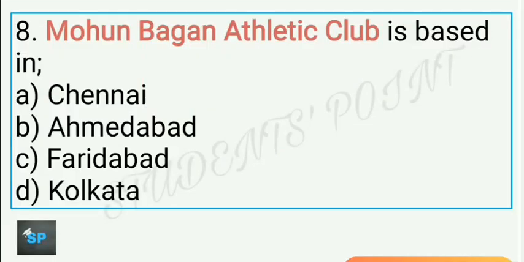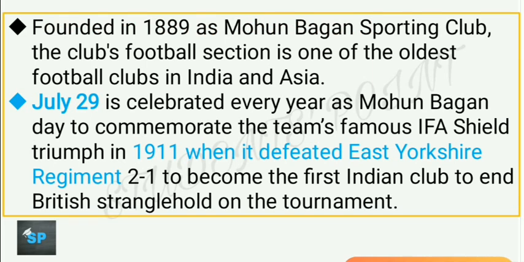Next question now. Mohun Bagan Athletic Club is based in Kolkata, West Bengal. So here D is the right answer. It was founded in 1889 as Mohun Bagan Sporting Club. The club's football section is one of the oldest football clubs in India and Asia, and July 29th is celebrated every year as Mohun Bagan Day to commemorate the team's famous IFA Shield triumph in 1911 when it defeated East Yorkshire Regiment 2-1 to become the first Indian club to end the British stranglehold on the tournament.